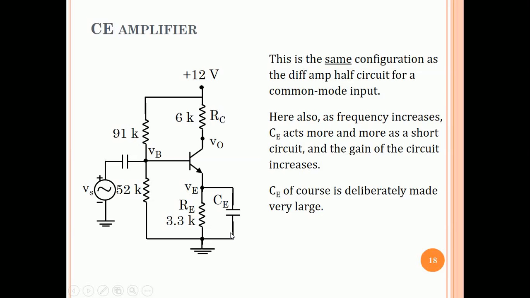In this circuit, the CE amplifier, we want the gain to be large at a frequency of interest. So we deliberately make CE very large so that the zero corresponding to CE is at a very low frequency and the gain becomes large at the frequency of interest.